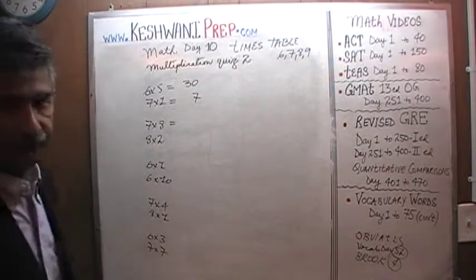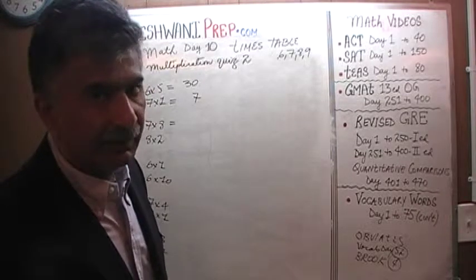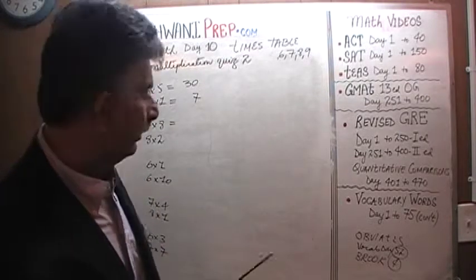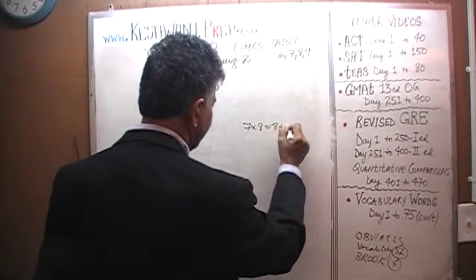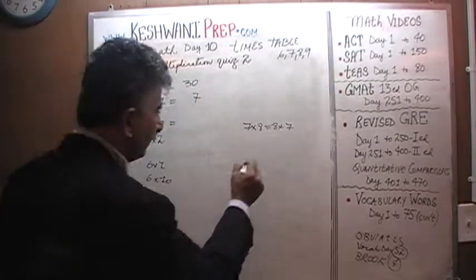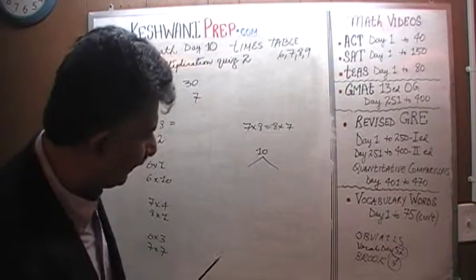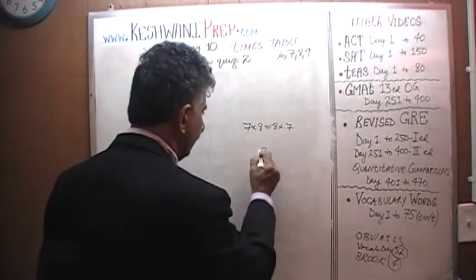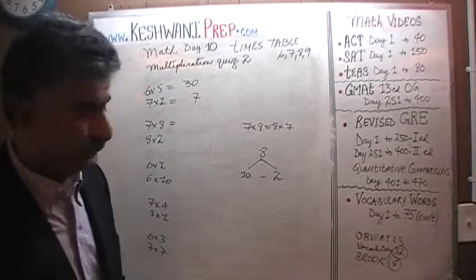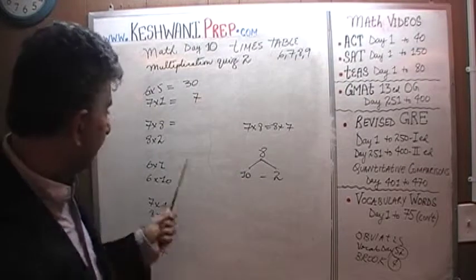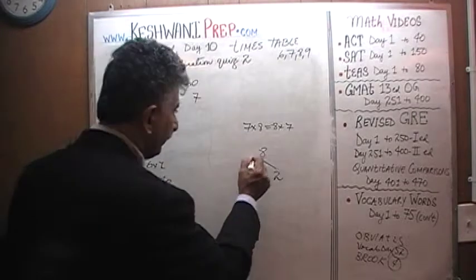What about 7 eights? If I cannot remember how much is 7 eights, if I cannot figure it out immediately, here's what you can do. 7 eights has to be the same as 8 sevens. If we have 10, and if we take away 2, well, we'll have our 8. 10 minus 2 is 8. Nobody's going to argue with that. And we want 7 of them.